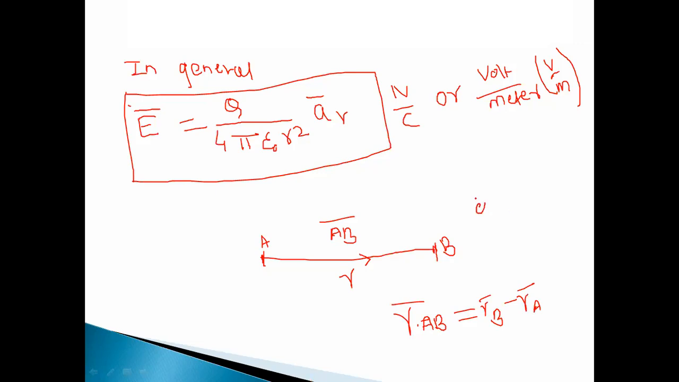Now we have to find the unit vector. The unit vector is written as A bar, which is equal to that vector divided by its magnitude. Which is the vector? The vector here is R bar AB, and its magnitude is mod of R bar AB.